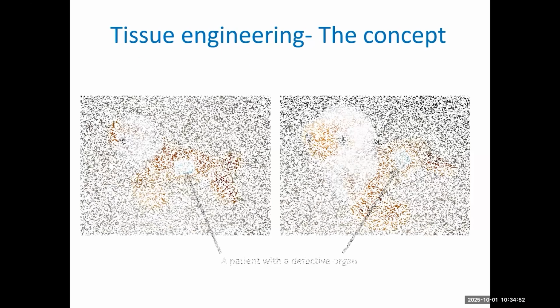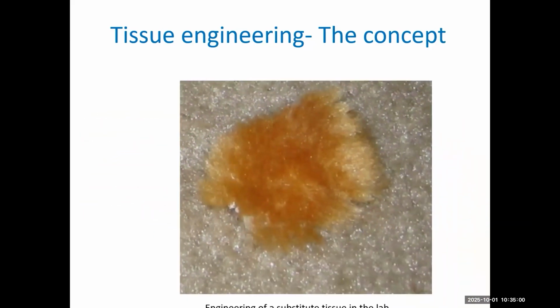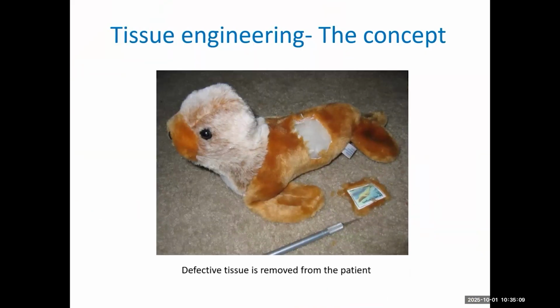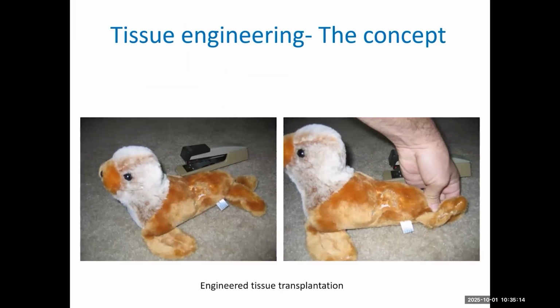So when we talk about the concept of tissue engineering, we have a patient with a defective organ, as you can see here in this slide. And what we do in the lab, we're engineering a substitute tissue that would have the same function as the natural tissue. We then remove the defective tissue, and as you can see, under sterile conditions, we take the engineered tissue and we transplant it so that the organ regains function.